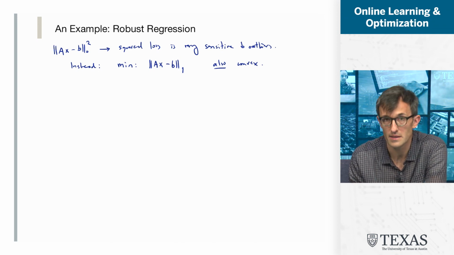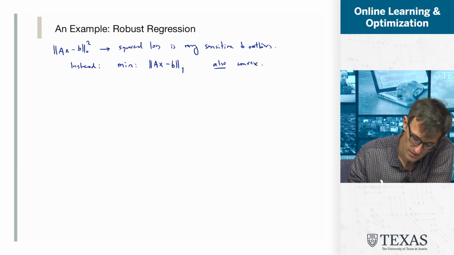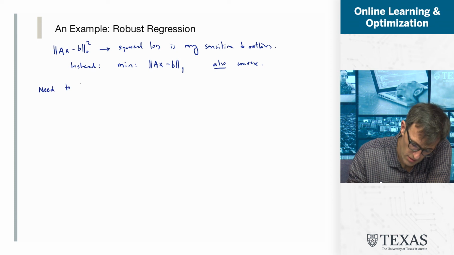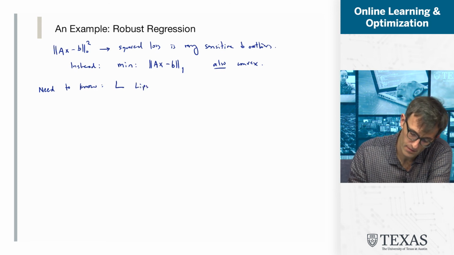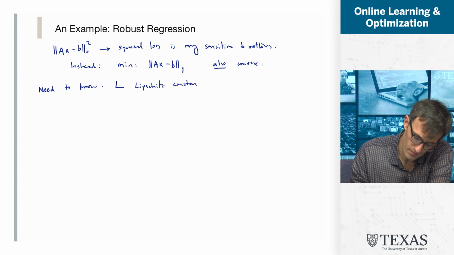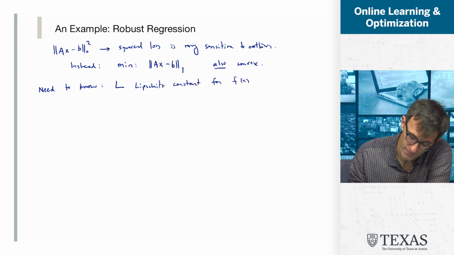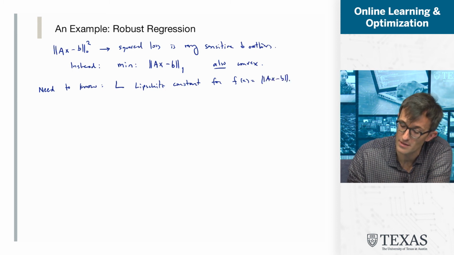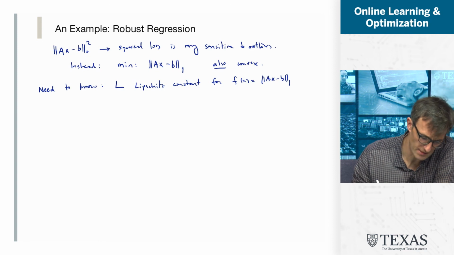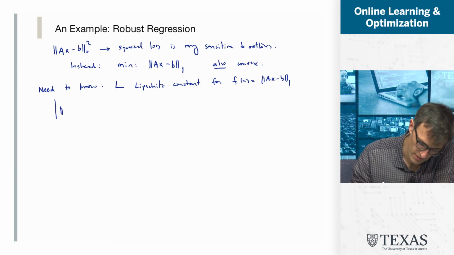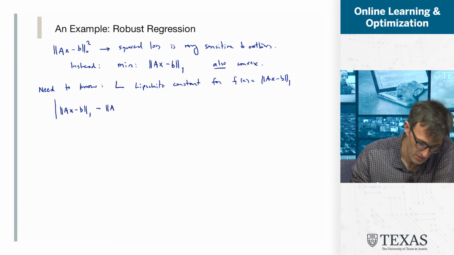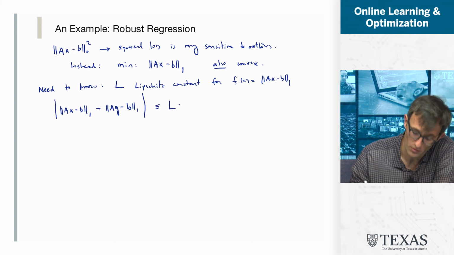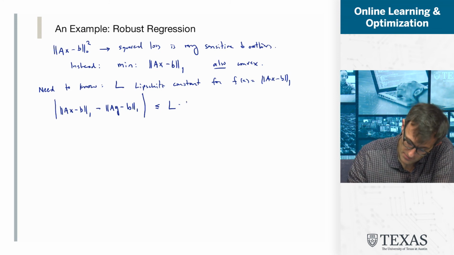So thinking back to the previous slide, we need to figure out what the Lipschitz constant is. So we need to know what's the Lipschitz constant L for our function f, which is again now equal to the L1 norm of Ax minus b. So again, remember what this means is I need to understand the absolute value of f evaluated at x, that's Ax minus b, minus f evaluated at y, that's Ay minus b. And I need to somehow upper bound that by L, which is the constant I'm after, I want to compute that, times the norm of x minus y.